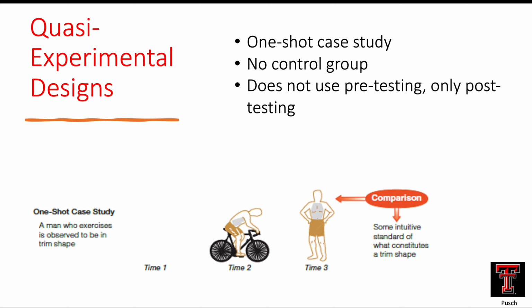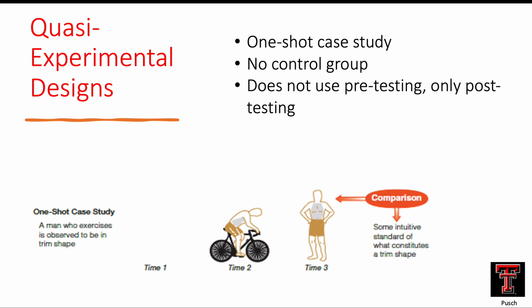Okay, so for example, a one-shot case study. There's no control group here, and it doesn't use pre-testing, only post-testing. So for example, we look at a guy, he's working out, he's observed to be in trim shape. That doesn't really tell us that much. We can't time order the before and after. We can't necessarily see what he looked like before if we don't know. So we would call this a quasi-experimental design. Again, it's not the best to use, but sometimes that's all we have.